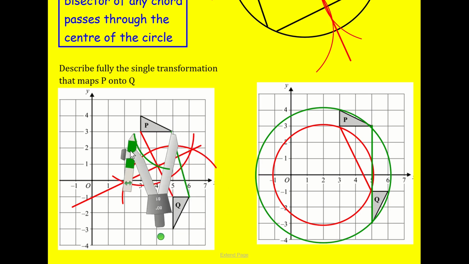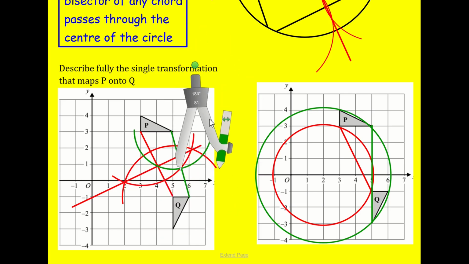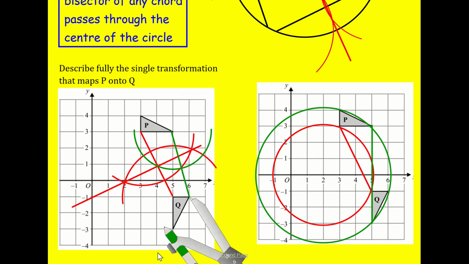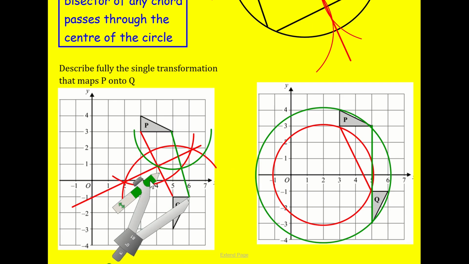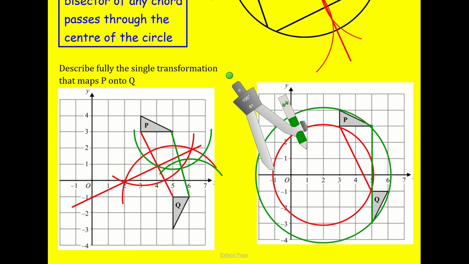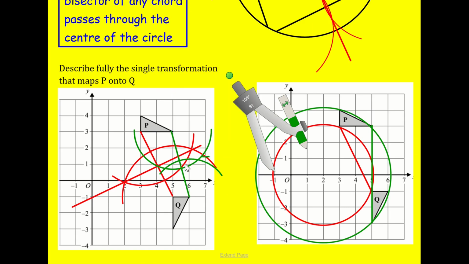Okay, I'm now drawing the perpendicular bisector of this green line, gone beyond halfway. So I know that the center of rotation is on the perpendicular bisector, and there we have it. Look, we can see it's going to be here. I don't need to do it for the third one.